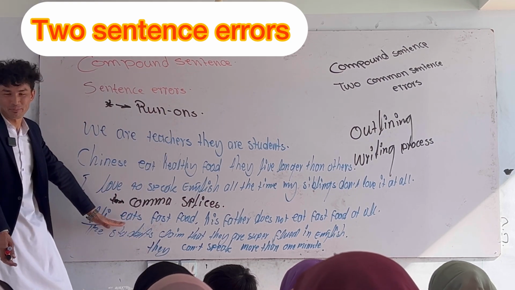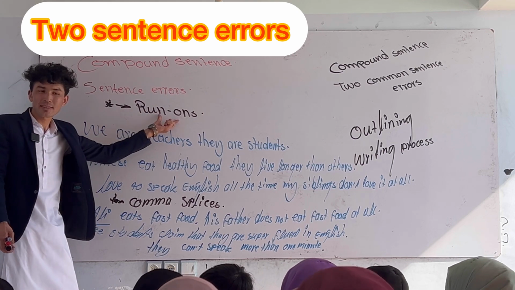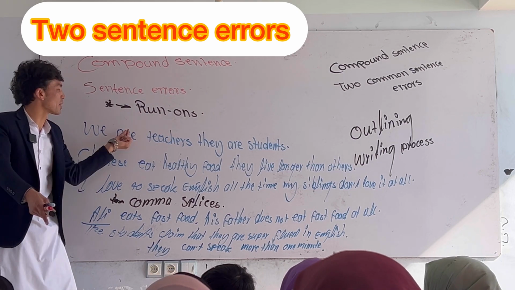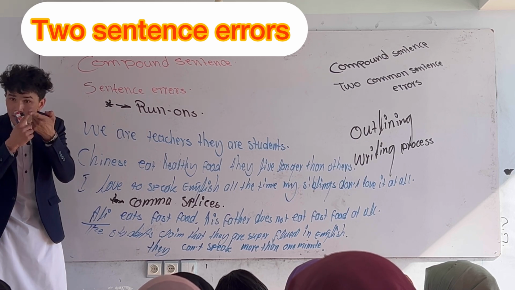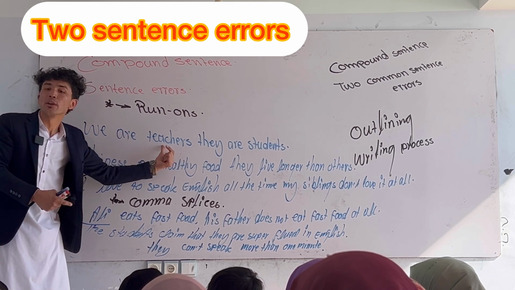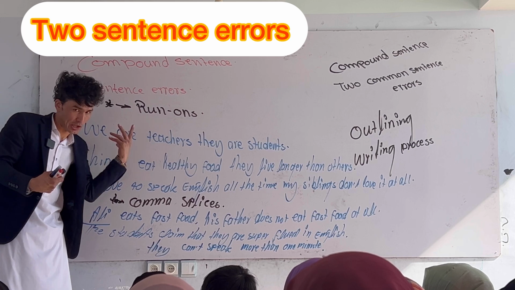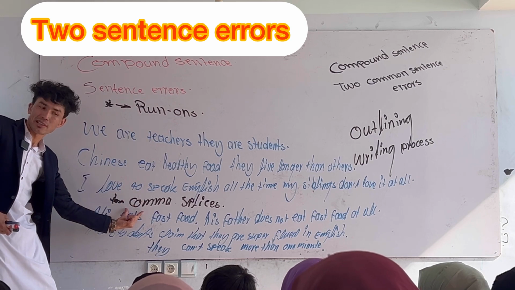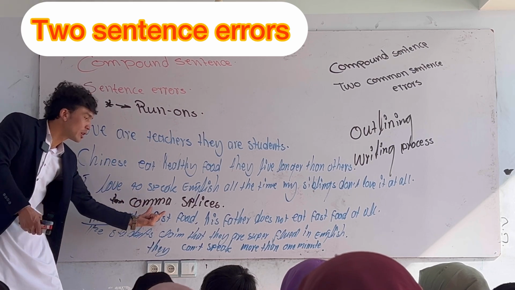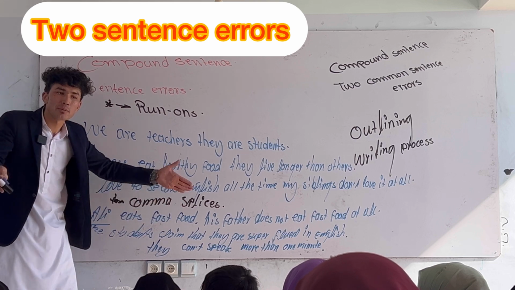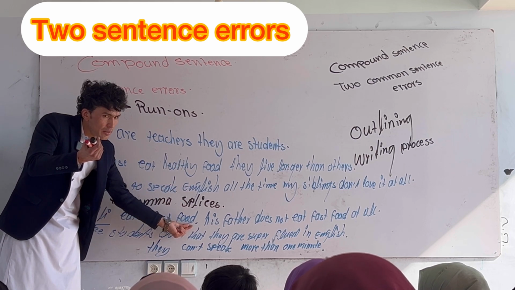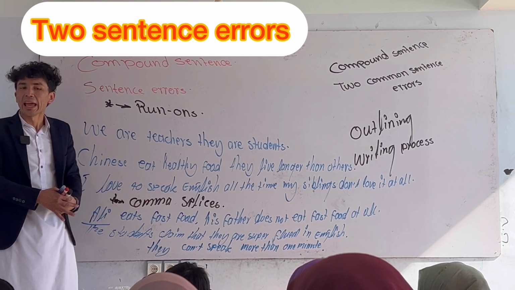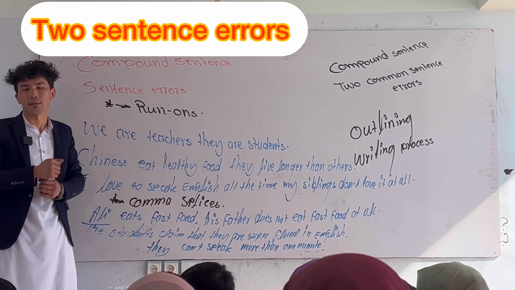That's the second problem. The first problem is run-ons. Once again, listen please. Run-ons is a problem. Joining two simple sentences in order to make one compound by using neither comma nor conjunction. But comma splice is a mistake or an error in which two simple sentences are joined only by using the comma. That is all. And how to solve these problems?